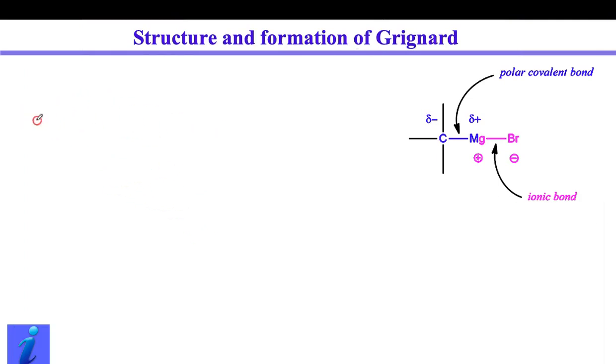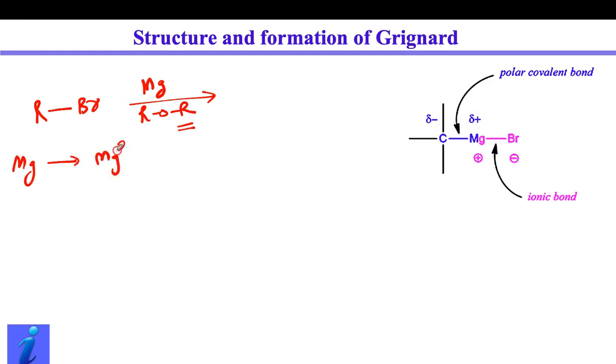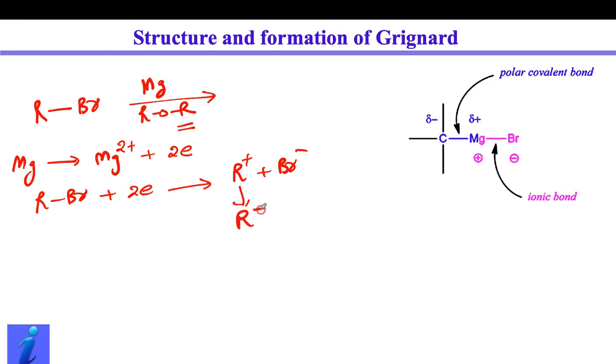To prepare Grignard reagent, what we require is RBr, and this is treated with magnesium in the presence of ether. You can take any non-polar solvent, but ether is useful because it traps the Grignard reagent. Now the reaction mechanism starts with magnesium converting to Mg2+ with the release of 2 electrons, and RBr in the presence of 2 electrons is converted to R+ and Br-. This R+ accepts 2 electrons to give you R-.